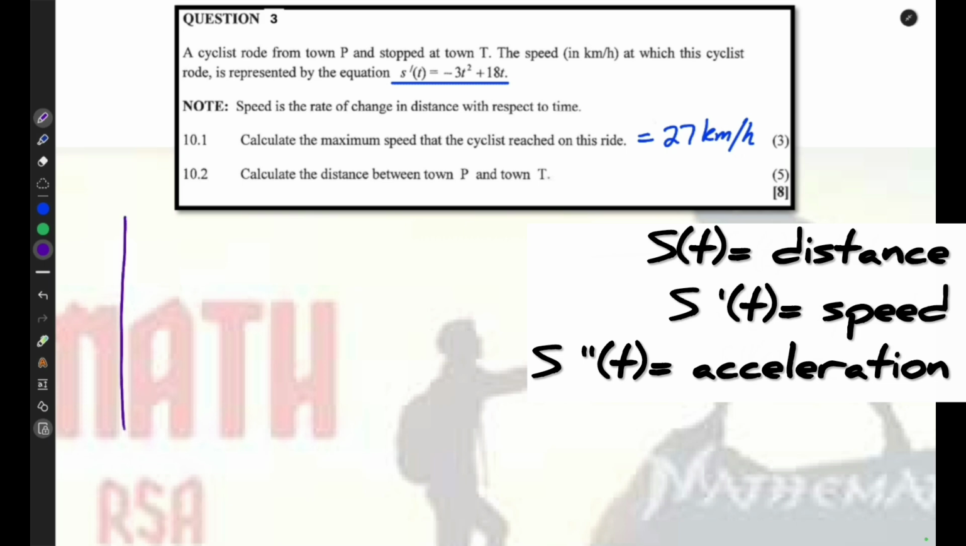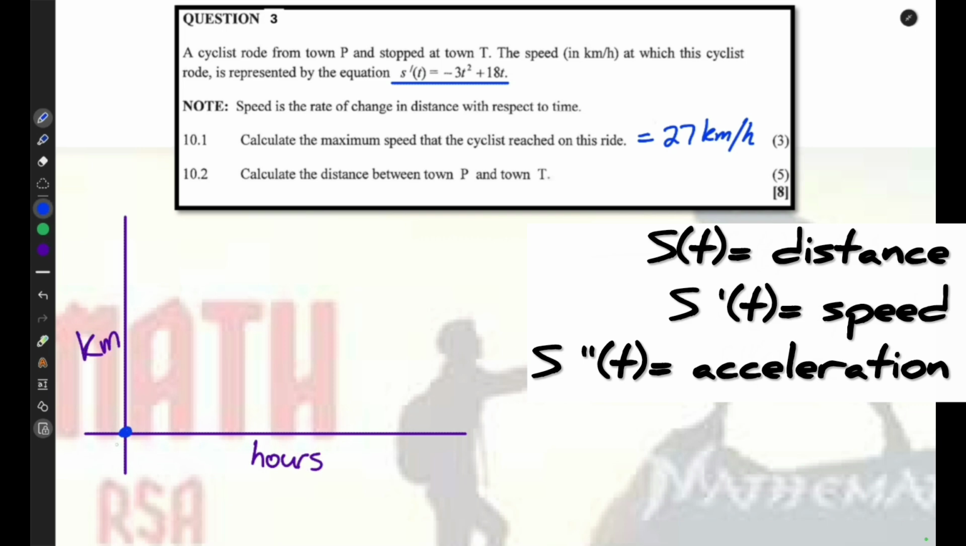So if I think of an x and a y axis, and x is hours, and y is kilometers. So this person started exactly at 0, 0, where time was 0 and kilometers was 0. Then the person probably rode somewhere and then stopped somewhere, and if this is town P, that would be town T. The graph would then turn again somewhere, but I'm not interested in that part. So I'm just interested in the distance from the x-intercept to the first turning point. So let's see how we would do that.